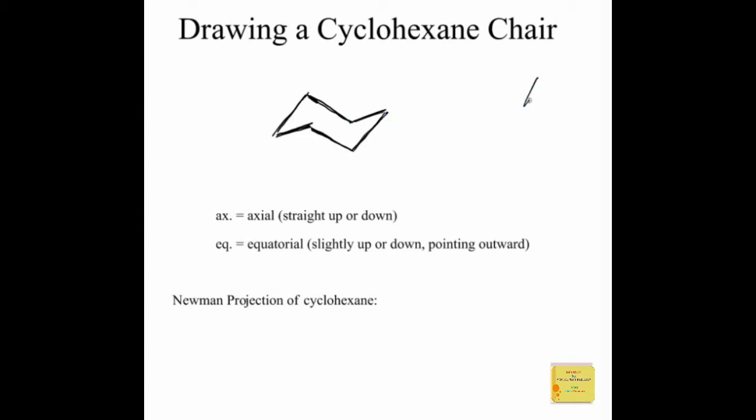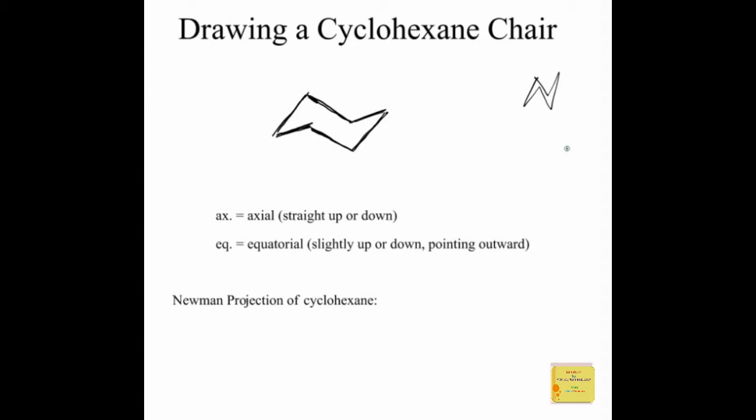What you want to avoid is just kind of drawing a zigzag thing like this, because then it's going to be very hard to show any detail on that chair. Okay, now what you'll notice when you look at a chair conformation, notice that I've put some different colored atoms on this to illustrate the 2 different types of positions you have on a chair.